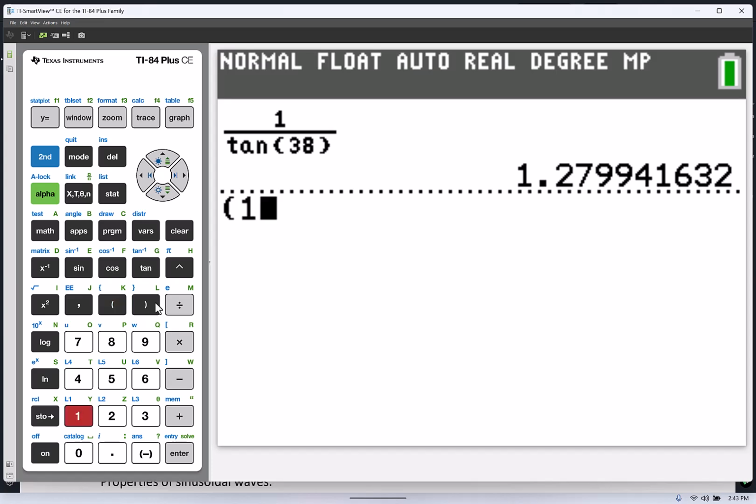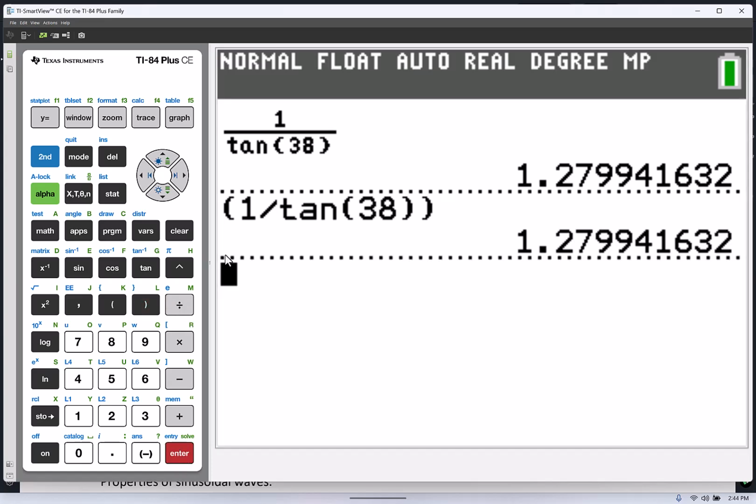Parenthesis 1 divided by tan 38, close, close, and then push enter, and you'll get the same answer. Do you need those parentheses on the outside? No, you can probably just get it by doing 1 over tan 38 like this.